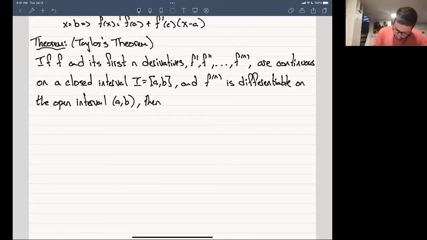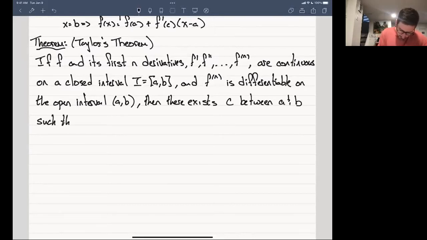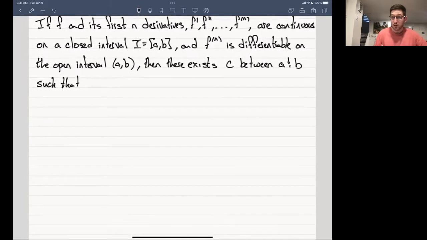Then there exists c between a and b such that, and this is your more general version of Taylor's theorem, f of b is equal to f of a, okay, starting to look like Taylor's theorem, plus f prime of a times b minus a. So this is just Taylor's theorem so far. I'm expanding this thing out.